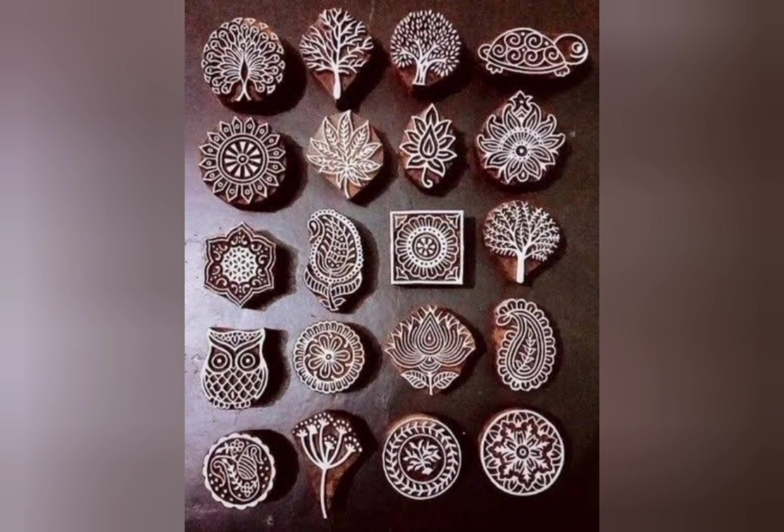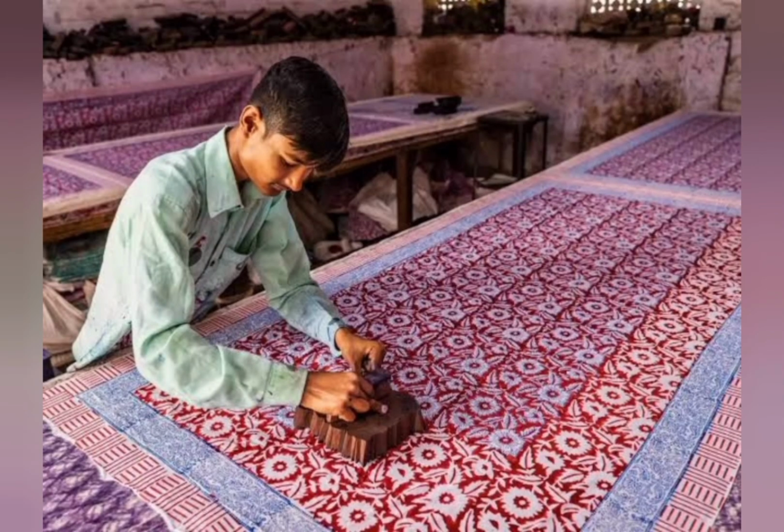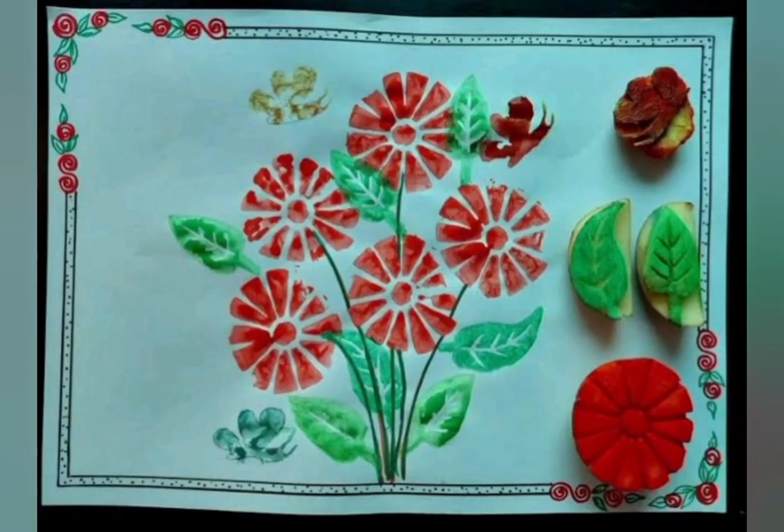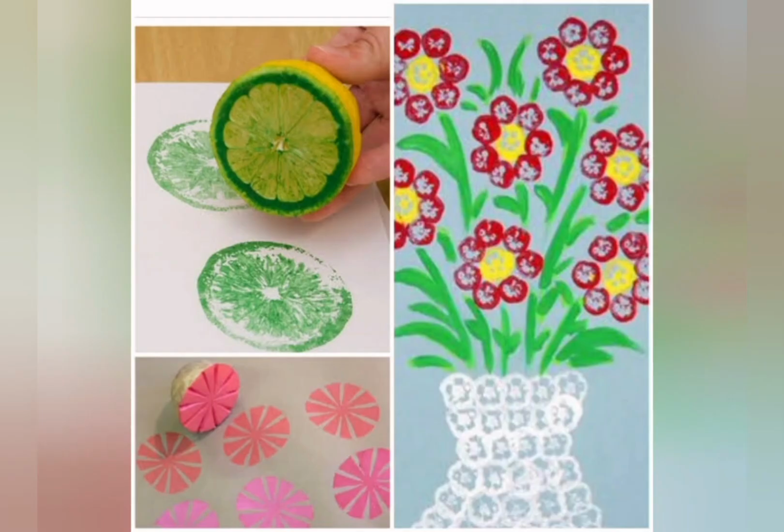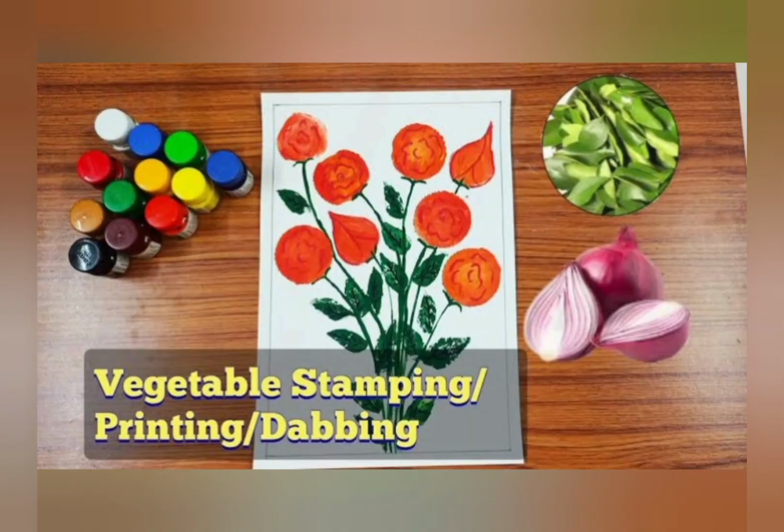Next is block printing. It is also a special art of Gujarat and Rajasthan. Here, wooden blocks with patterns on them are dipped into paints and pressed onto cloths to make patterns. Vegetable printing is another way of making patterns. In this process, vegetables like potato, ladyfinger, capsicum, etc. are cut into special shapes, dipped into paints, and then pressed onto clothes to make different patterns.